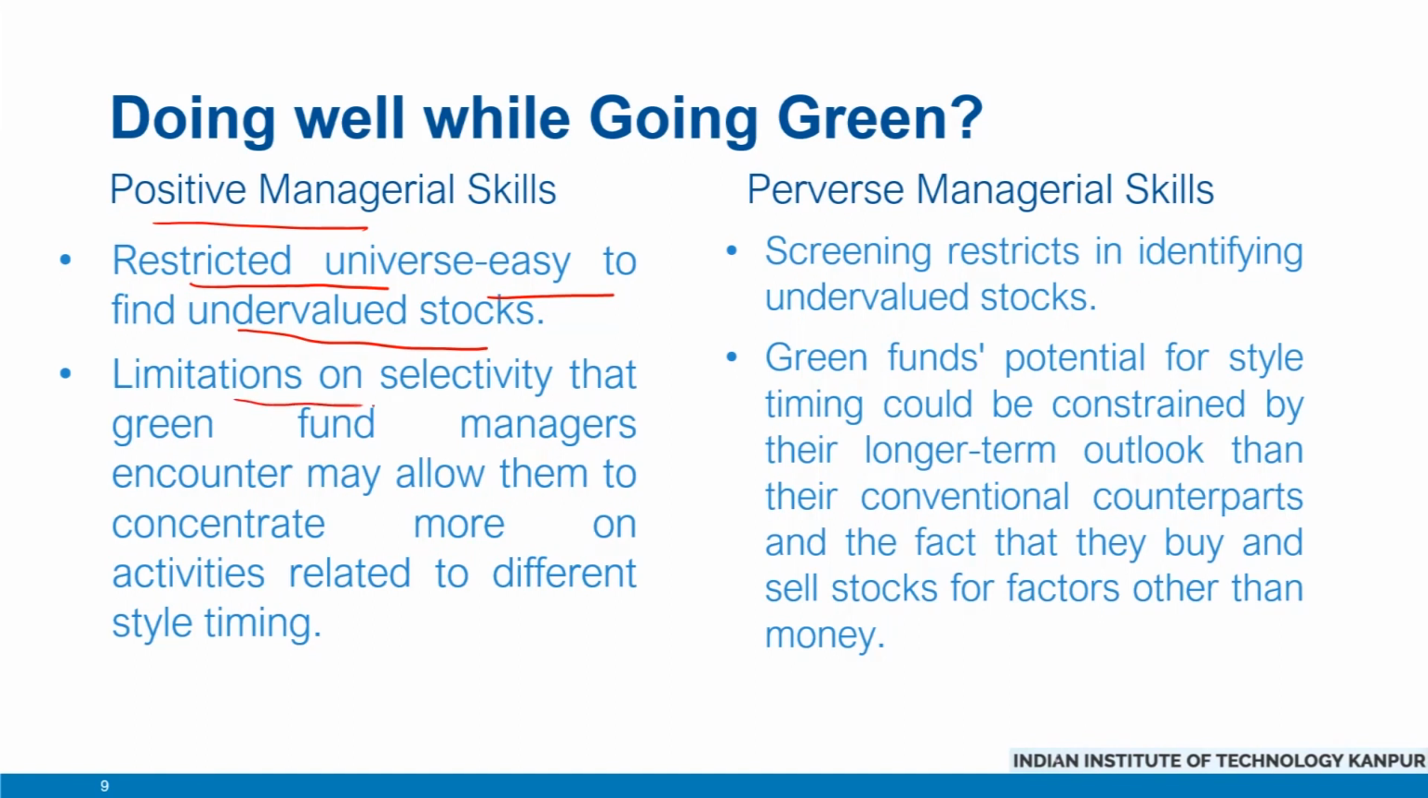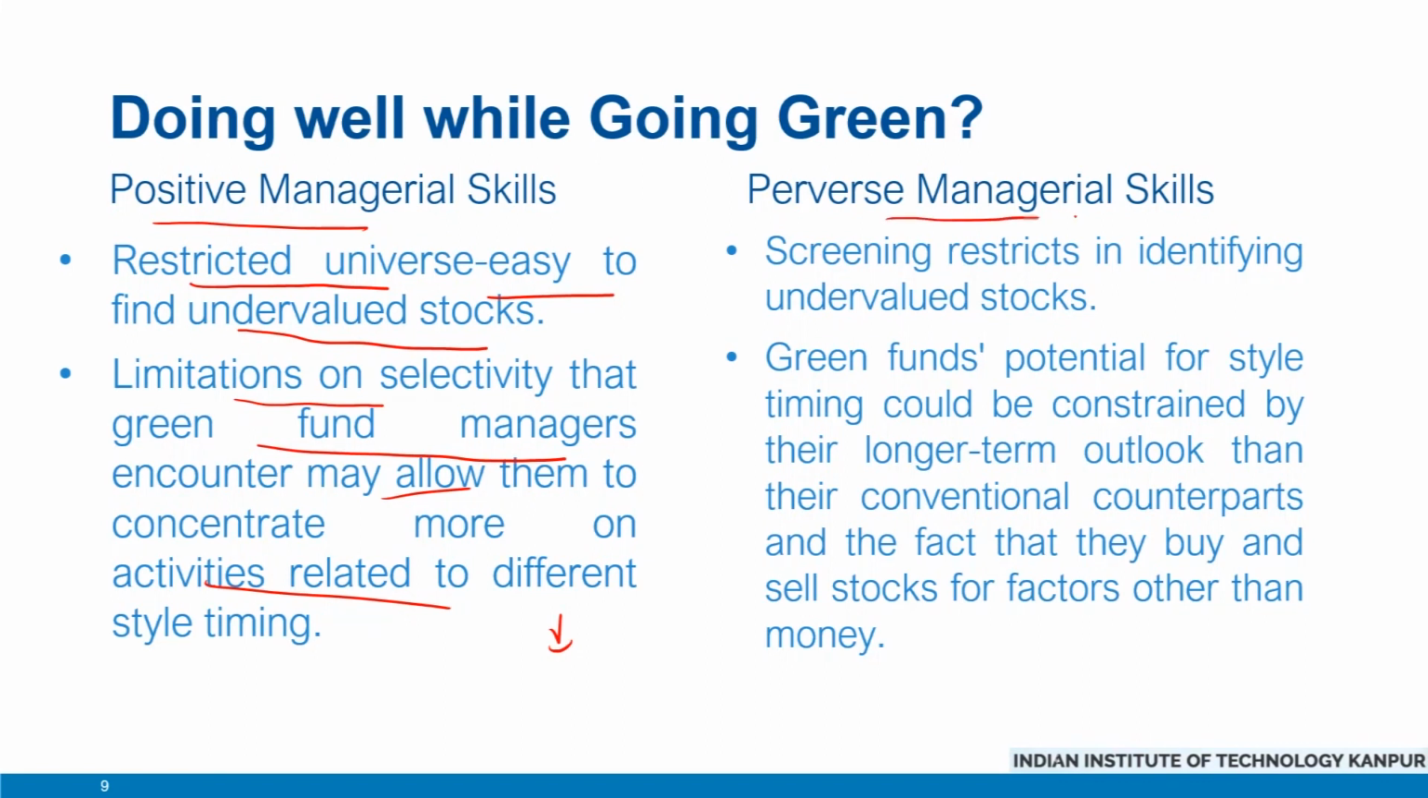Also, there is a limitation on selectivity of these green fund managers because they have a limited universe to choose from. It may allow them to focus more on the timing related aspects, so they can focus more on style timing, which style or risk exposure is going to overperform or underperform. They can do more analysis and focus there, and thus find those styles where stocks are going to overperform and choose them, and where they underperform they can short sell and perform better. So that has a positive impact on their managerial skill aspect.